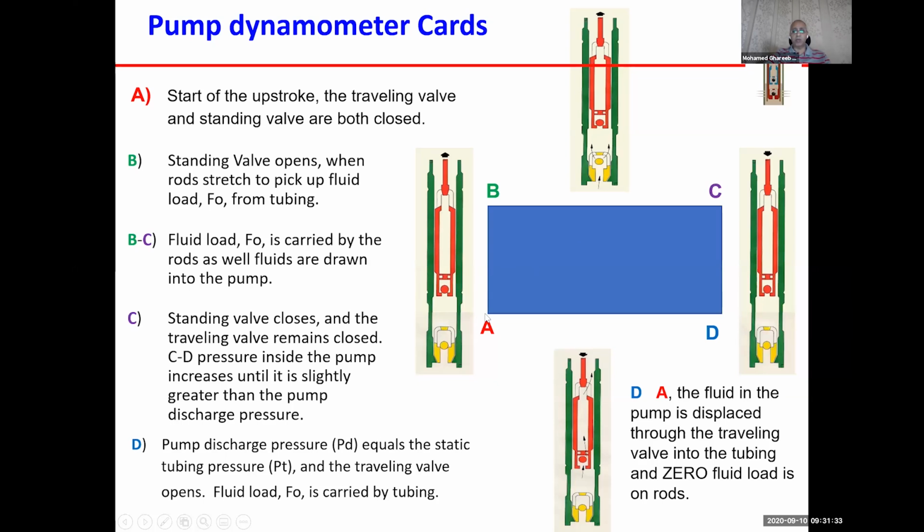Let us start with the first point, where the standing valve and traveling valve need to be closed, the pump closed in this position.